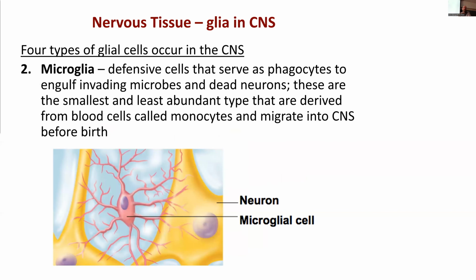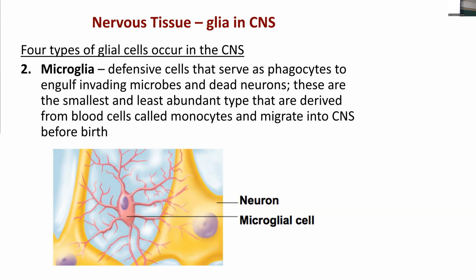Second type of central nervous system glial cell. So remember, we're on the central nervous system here. And actually, what I'll do here is I'm going to make a list just to keep things extra clear. We're going to have the central nervous system glial cells. One was astrocytes. Two is going to be microglia.